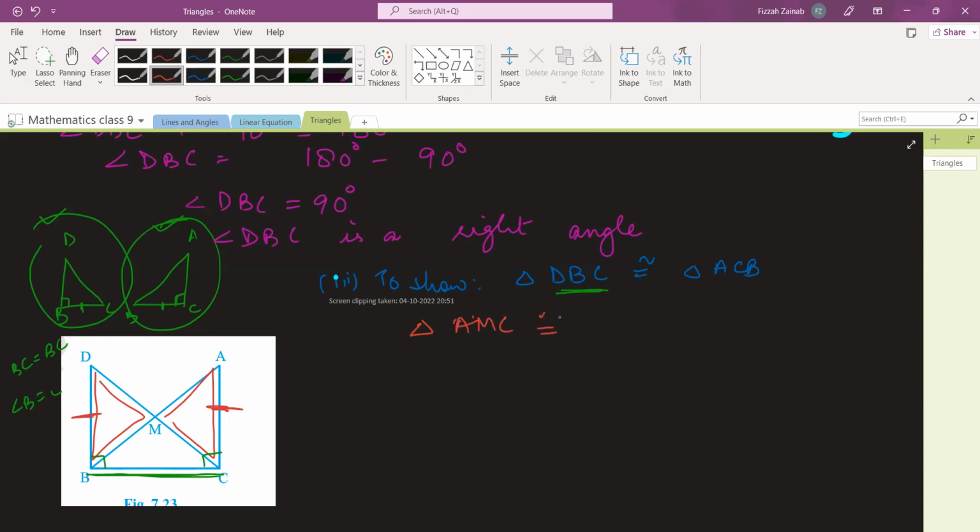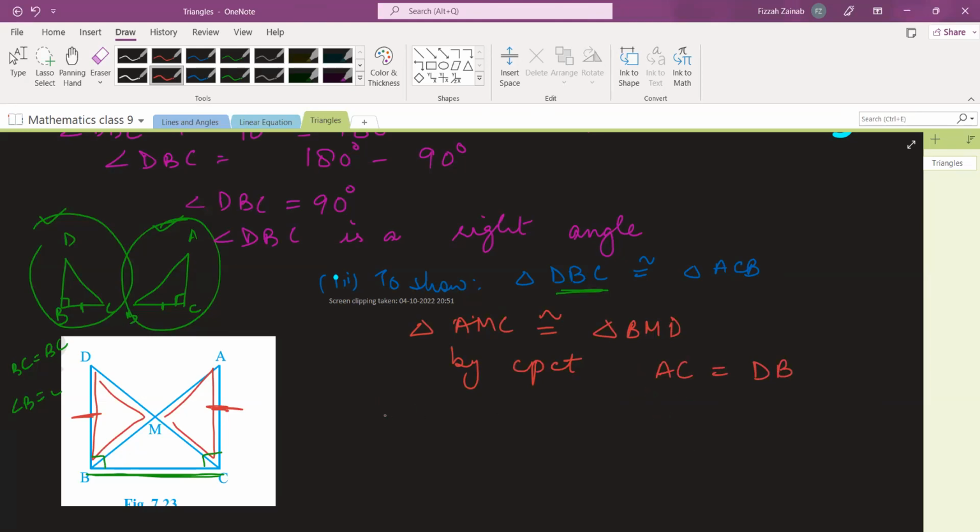Triangle AMC is congruent to triangle BMD. We have already done this. So by CPCT, we will get AC is equal to DB. So this I got, right?